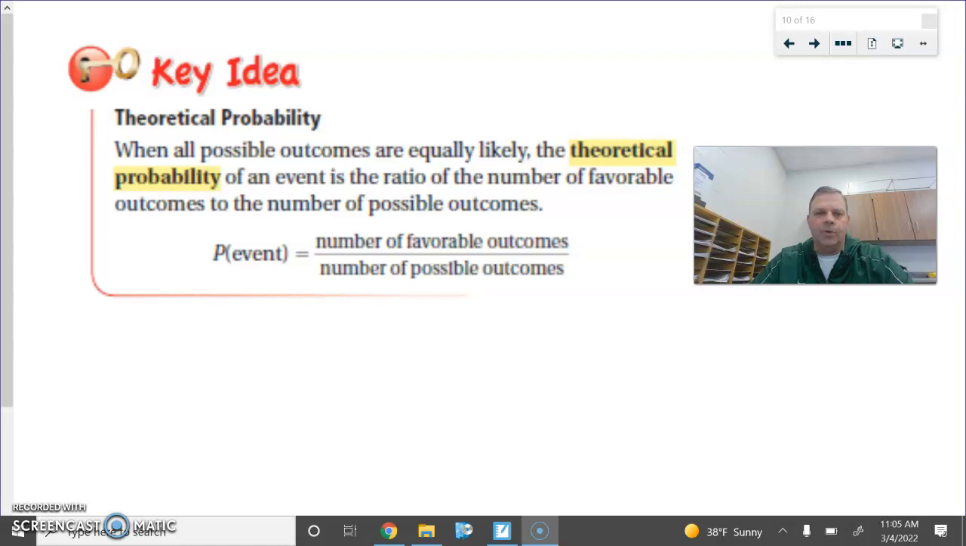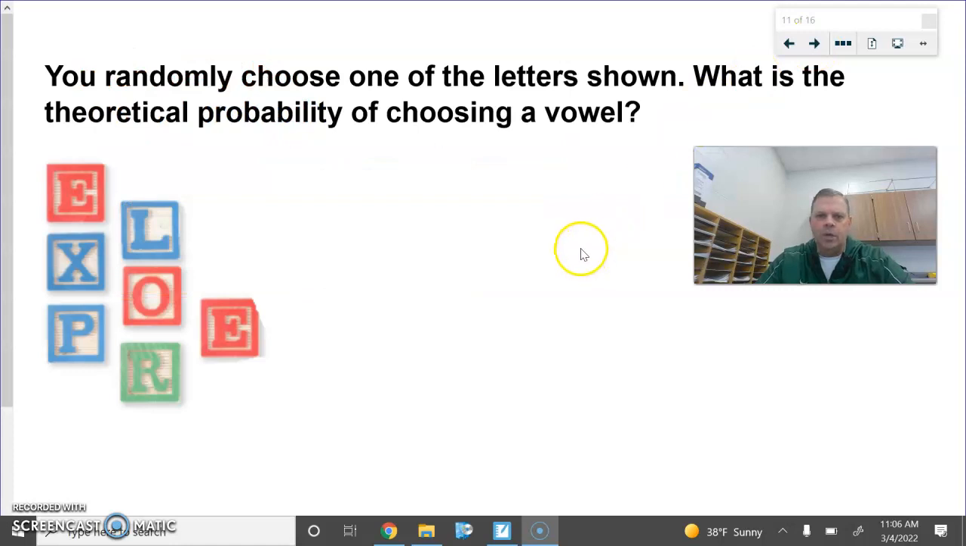This next part is something that we've already talked about, and this is the theoretical probability or actual probability. The probability of that event is the favorable outcomes divided by the possible outcomes. So as you can see in this one, you randomly choose one of the letters shown. What is the theoretical probability of choosing a vowel? Well, in this I see E, O, and E are vowels, so there are 3. There are a total of 7 different tiles shown, so that would be 3 out of 7.